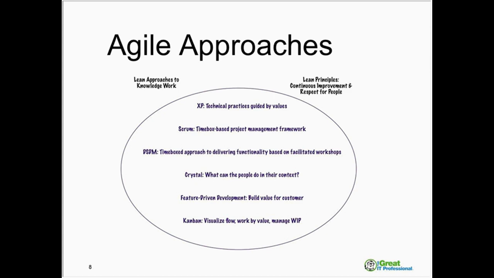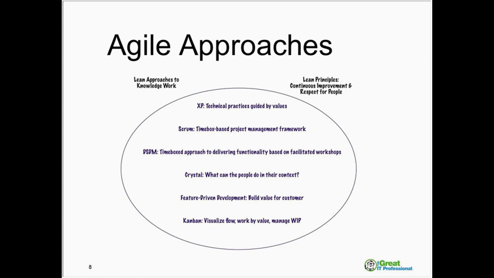XP is a really good example. So it's primarily technical practices guided by values. Scrum says we're not going to talk about the technical practices, but we are going to use a project management framework with time boxes. DSDM is all about a time boxed approach to delivering functionality based on facilitated workshops. So if you have access to your customers, you might actually want to think about those kinds of workshops. Crystal is all about the kind of product and the number of people on the team so that you're really thinking about the context of what you're doing.